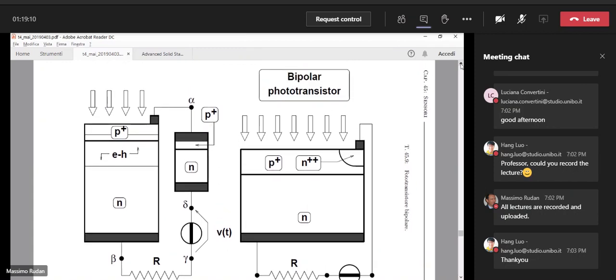Now we stop. We shall continue in 10 minutes to show the other possible implementation of the switch. We stop now.